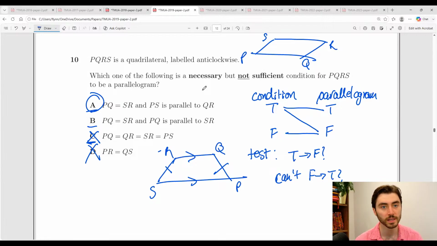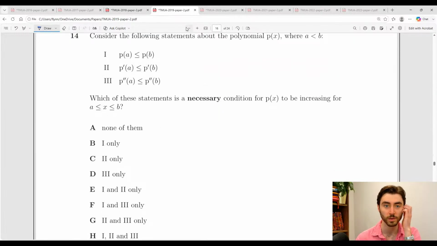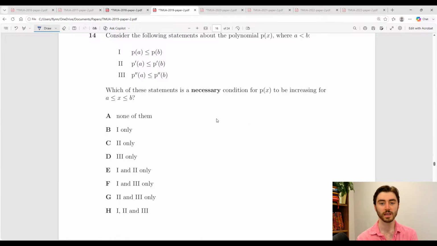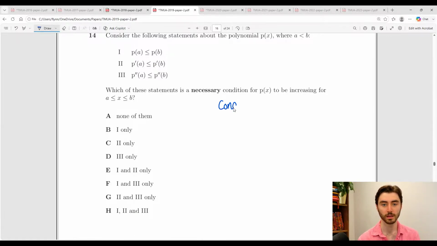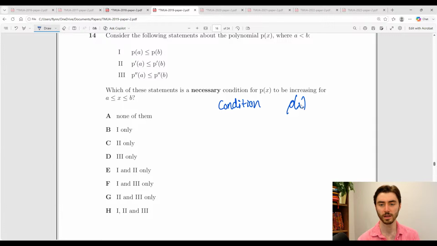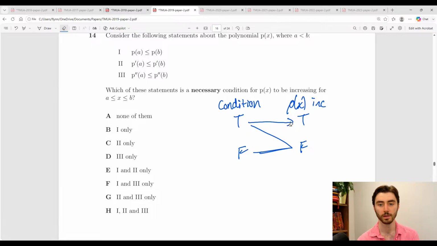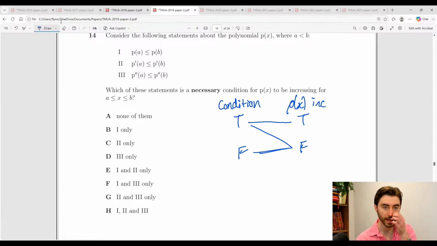Right, so that was 2019. Let's go to question 14, which I think is also a good one. Which of these statements is a necessary condition? So again, condition can be true. And we've got P of X increasing. True, false, true, false. What does this mean? If it's a necessary condition, that has to be true in order to get there. The only way to get there is through the condition being true. So this one does not exist, and we get this sort of shape. Apologies, did not mean to put the arrowhead. So that is necessary.